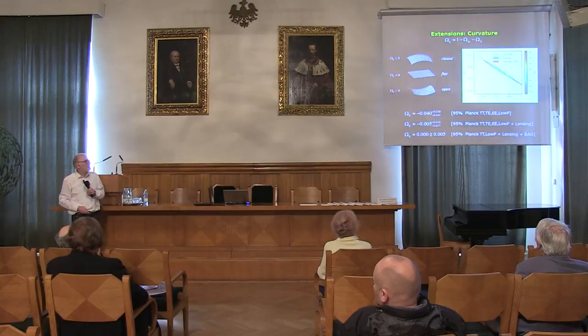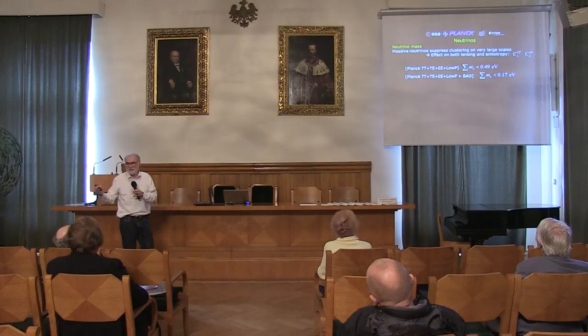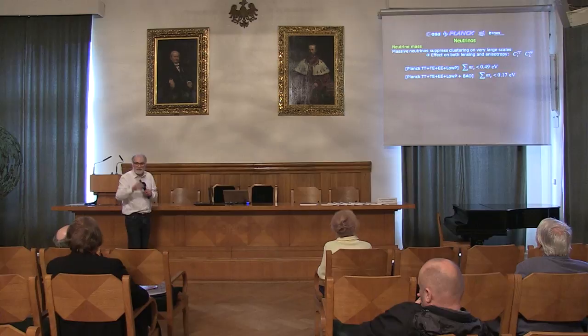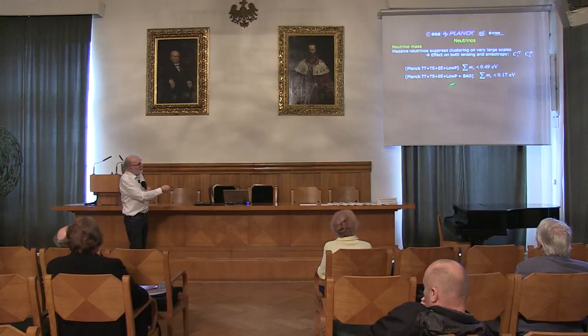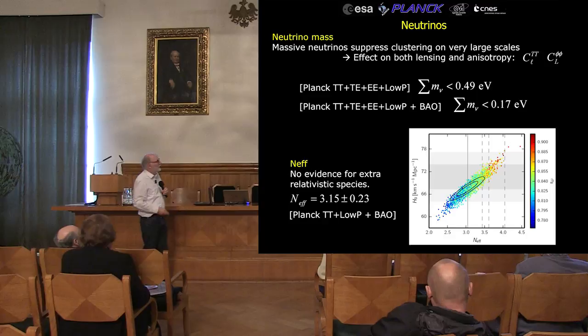Again, extensions to the model, neutrinos, we just heard all the effort from direct measurement. This is a very indirect measurement, but it's very precise as well. And again, it's about the sum, as we heard, of the masses. It's the only thing we can measure, not each mass, but the sum of the masses, which nowadays is less than 0.5 eV. And if you add the baryonic acoustic oscillations, it's even less. Again, the number of species is very in line with the standard model.